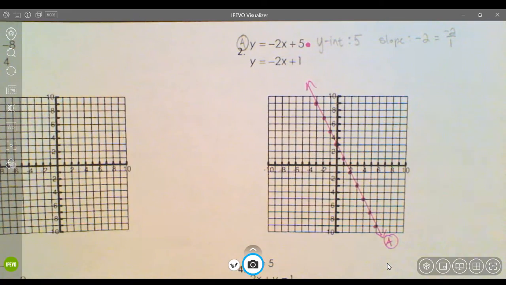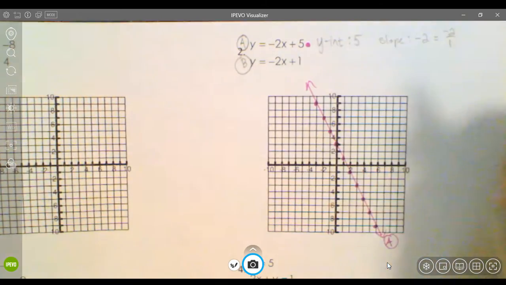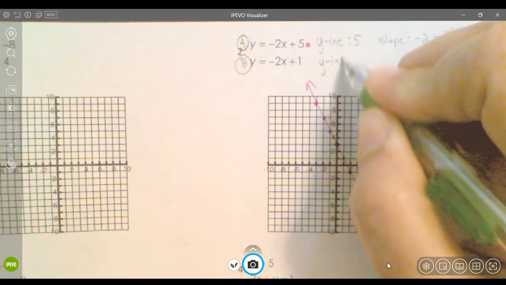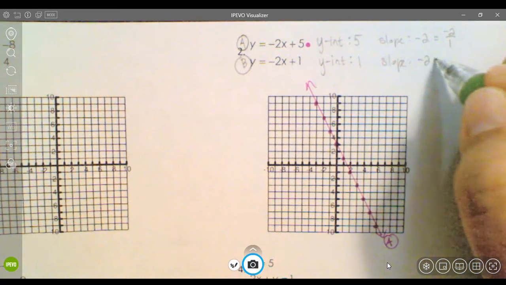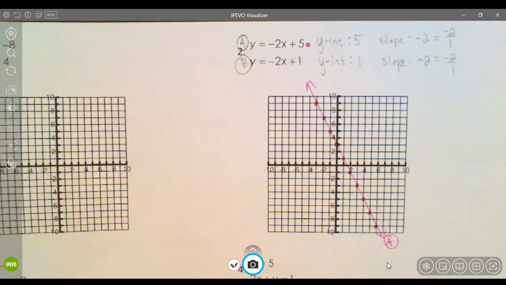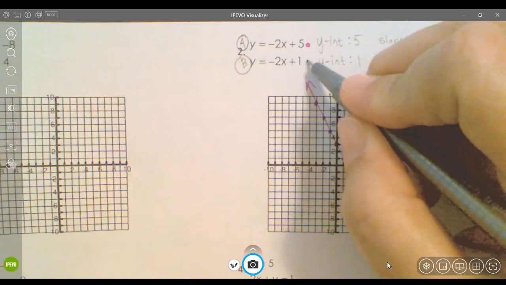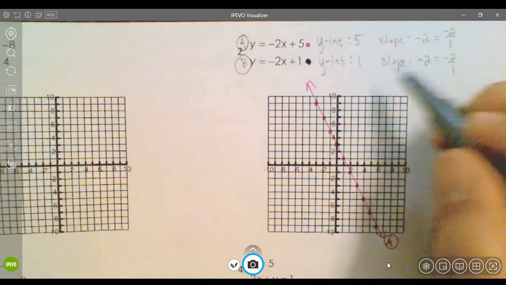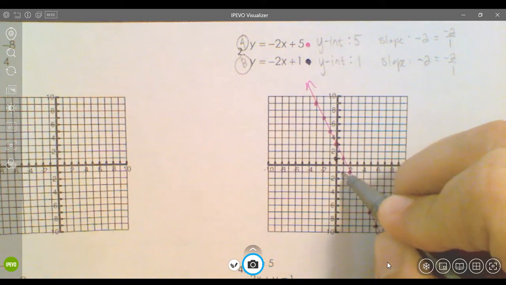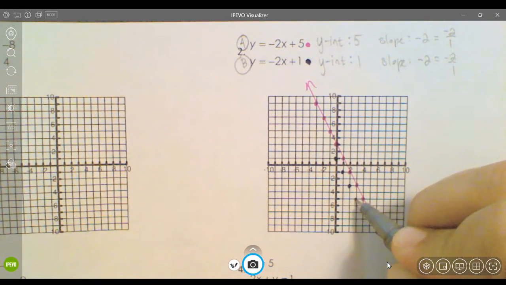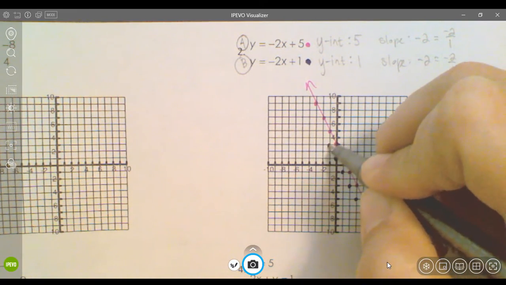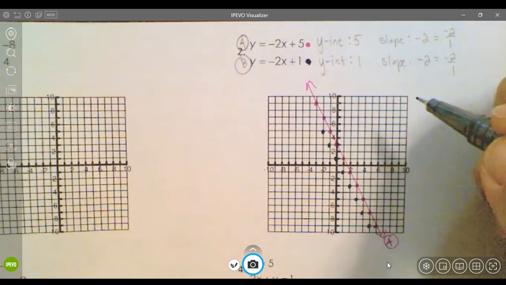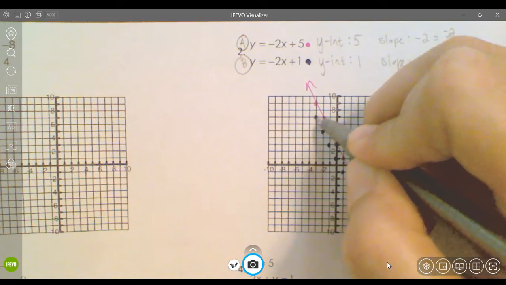All right, the next one, we'll call this line or equation B. Here, my y-intercept is 1, and my slope is -2. My slope is -2 divided by 1. So I'm going to look at this one in purple. My y-intercept is 1. My slope is -2 divided by 1. Okay, right now we're sort of matching move for move. Hopefully we'll intersect up here. Up 2 to the left 1, up 2 to the left 1, up 2 to the left 1.